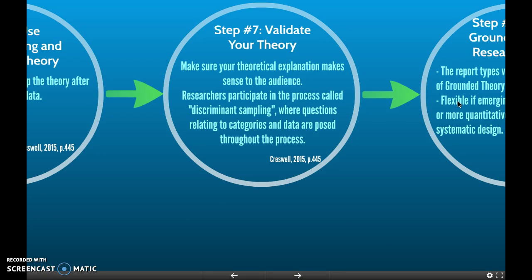Step number 7, validate your theory. Make sure your theoretical explanation makes sense to your audience. Researchers participate in the process called discriminant sampling, where questions relating to categories and data are posed throughout the process.